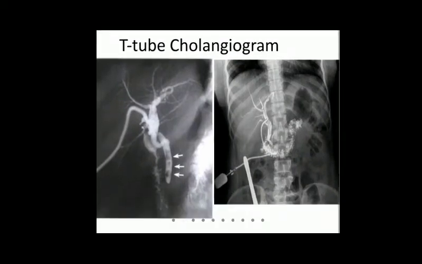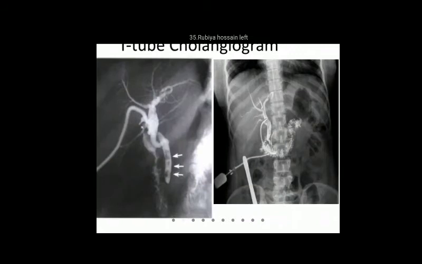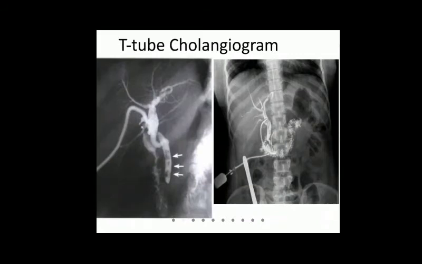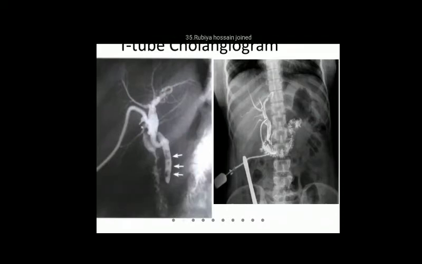Yes. There is a difference. What is the difference? On the left side, what was shown by the arrow mark? There is a finding on the left side shown by the arrow mark.